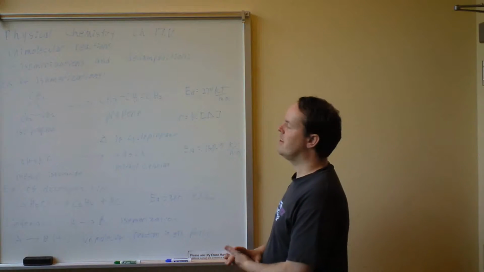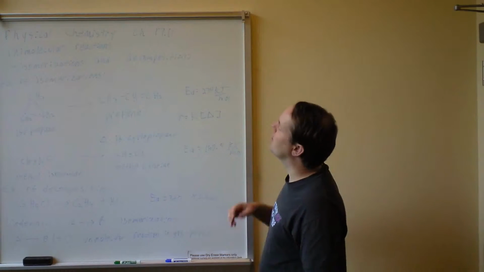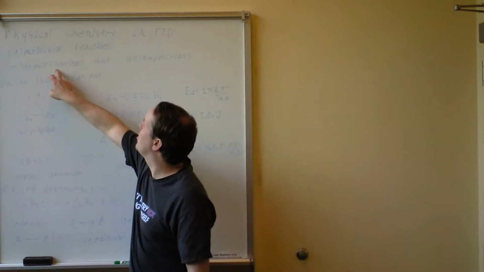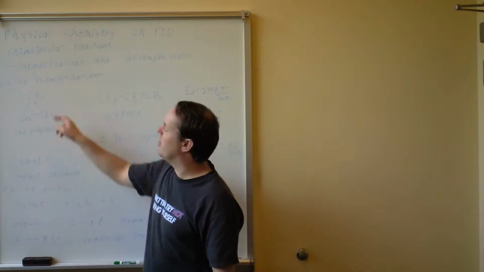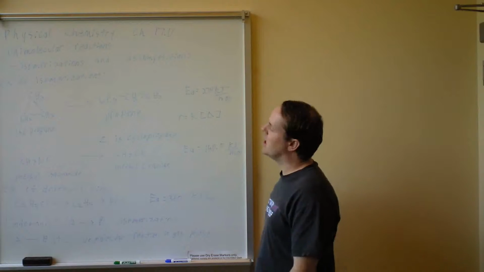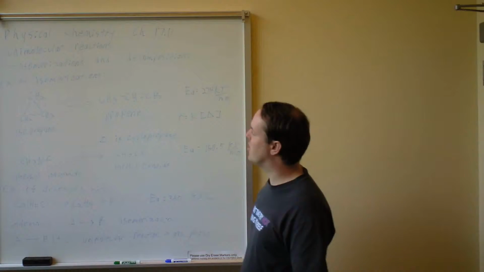Alright, now we're in chapter 17, section 11. We're going to talk about unimolecular reactions. Now there are two kinds of unimolecular reactions we're going to talk about: isomerizations and decompositions. Now remember, an isomerization is when you have a compound with one certain formula and it becomes a different compound with the same formula. So the atoms rearrange somehow.